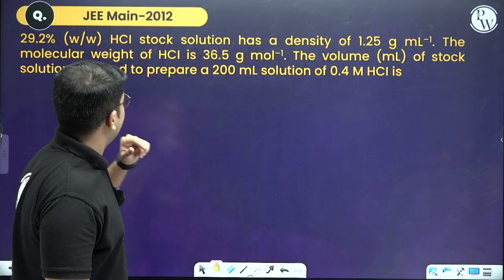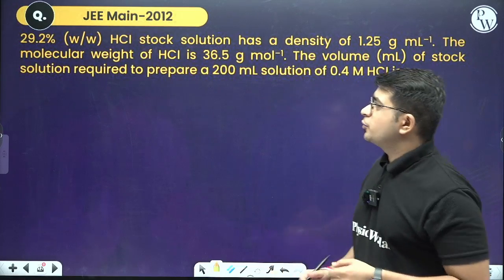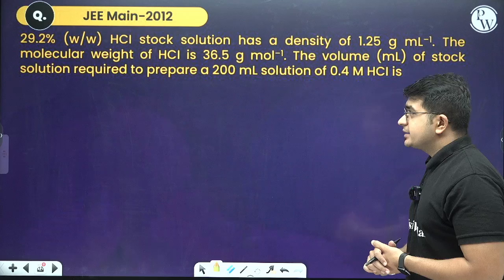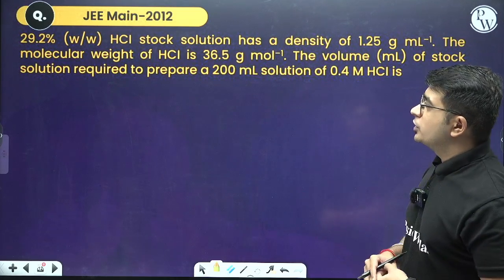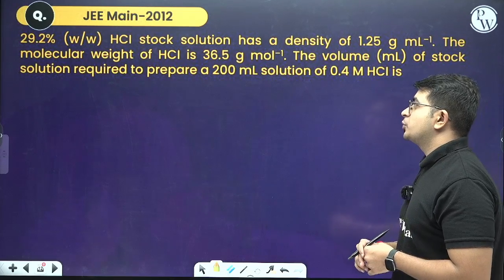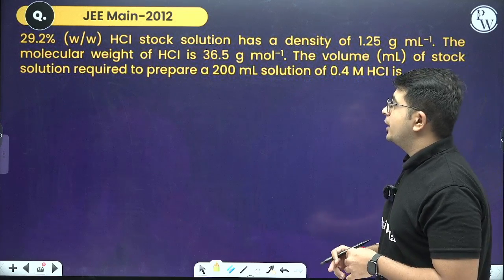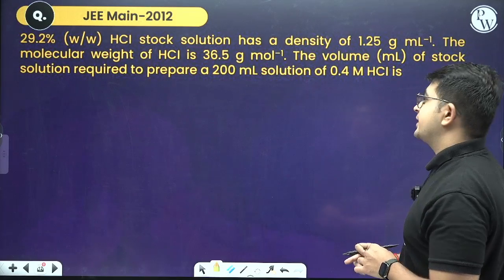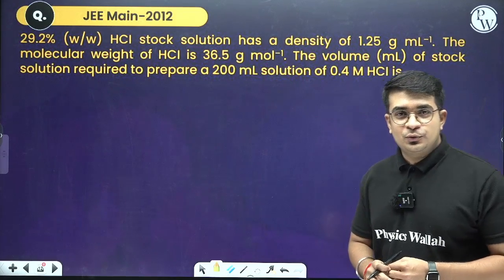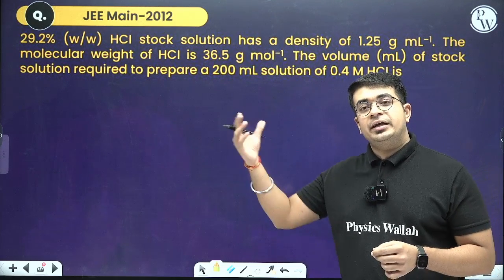Again we have a question from the JEE Main examination. The question says: 29.2% W/W HCl stock solution has a density of 1.25 gram per ml. The molecular weight of HCl is 36.5 gram per mole. Molar mass is given. The volume of stock solution required to prepare a 200 ml solution with 0.4 molar HCl is... So, a very interesting problem, because from the stock solution we are preparing another solution.